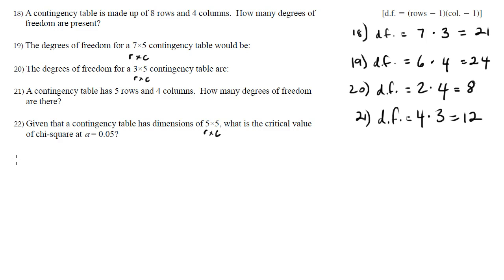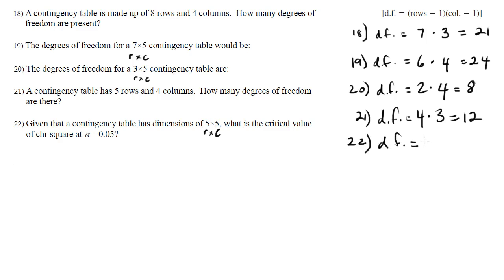Now 22 asks us a different kind of question. 22 says, given that a contingency table has dimensions of 5 by 5, what is the critical value of chi-square at alpha equals 0.05? So we know if we want the critical value, we need degrees of freedom and we need alpha, and we go to the table to get the rest, right? So let's first find degrees of freedom for number 22.